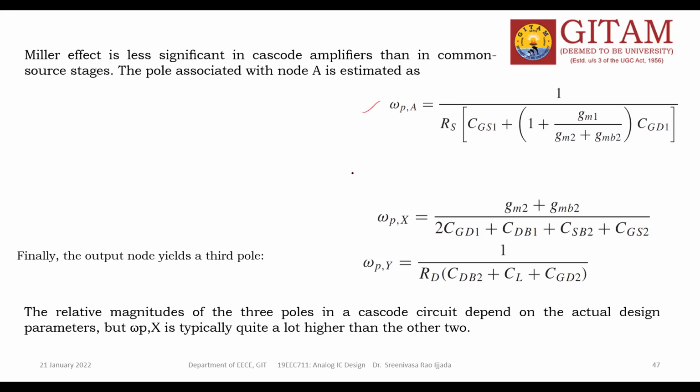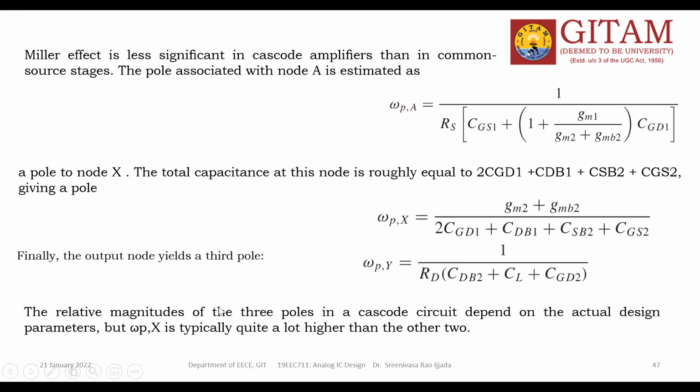The relative magnitude of the 3 poles in a cascode circuit depends on the actual design parameters. The pole frequency at node X is typically quite a lot higher than the other 2. That means this frequency is higher than these 2 frequencies. Roughly, you can add all the capacitors here at node X.